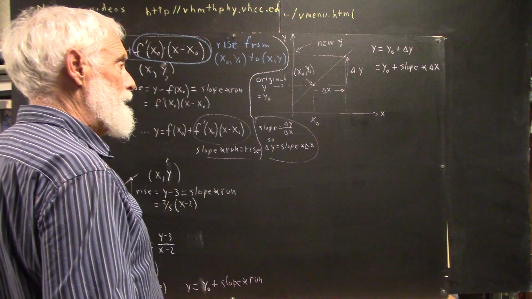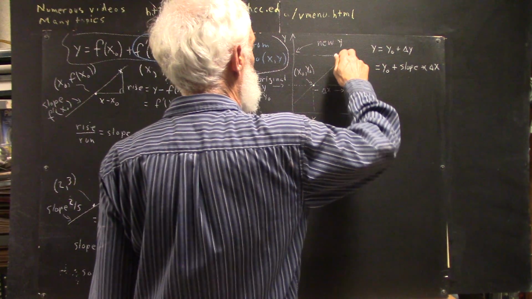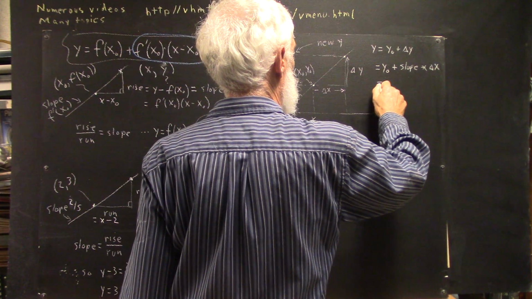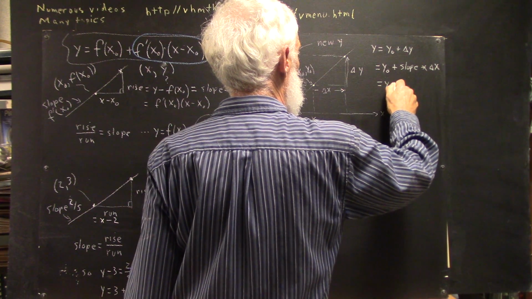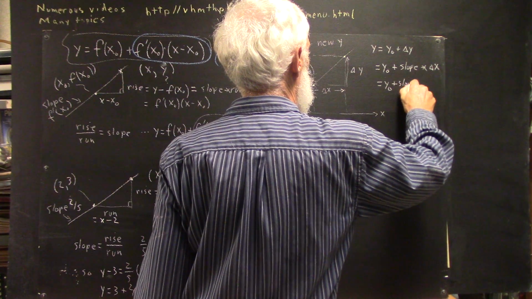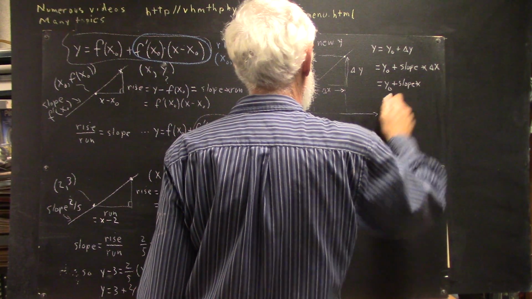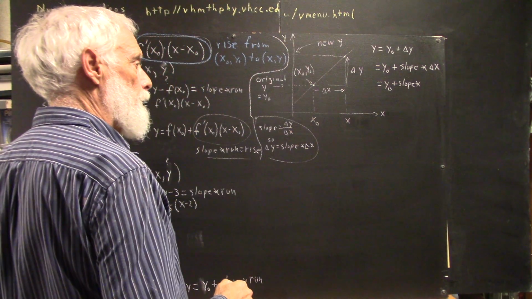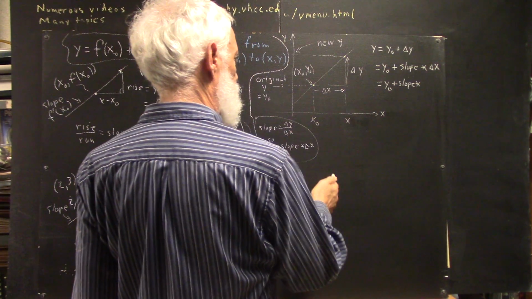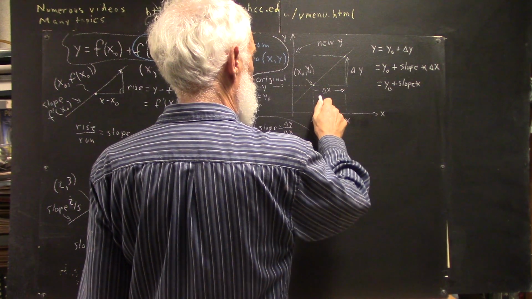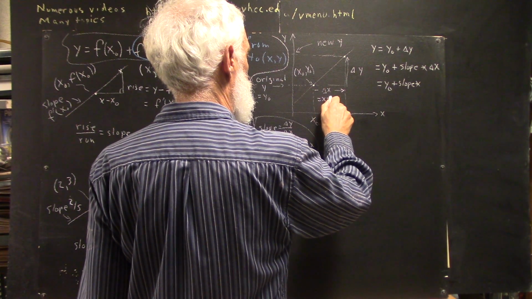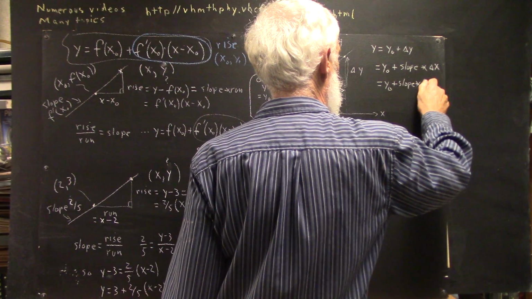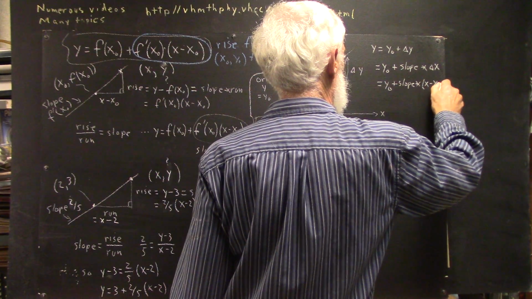Now let's see. If the coordinates of this new point are x, y, then, okay, this point then is x. Then y equals y naught plus the slope times delta x. Let's see. Well, delta x is then x minus x naught, isn't it? So it's slope times x minus x naught.